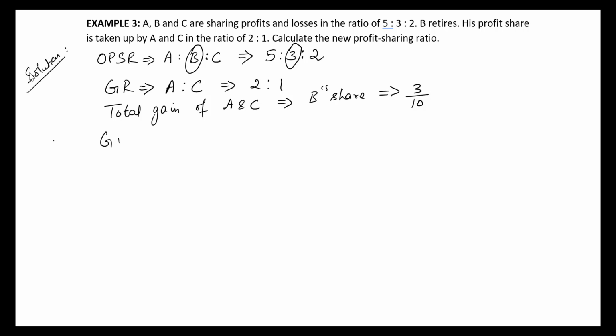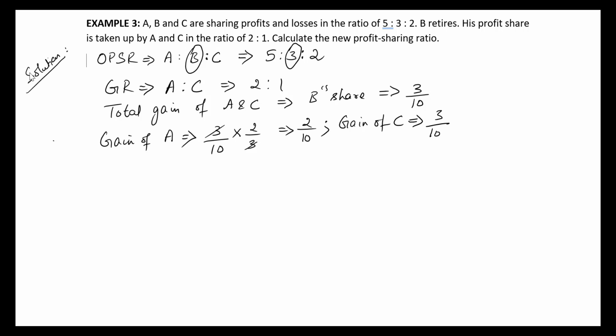So to get the gain of partner A, when the total gain and the gaining ratio is given, we will take the total gain and multiply it by the gain ratio of A, which is 2 divided by 3, and we get the gain of A as 2 divided by 10. Similarly, to get the gain of C, we will take the total gain 3 by 10 and multiply it with the gain ratio of C, which is 1 by 3, and we get the gain of C as 1 divided by 10.